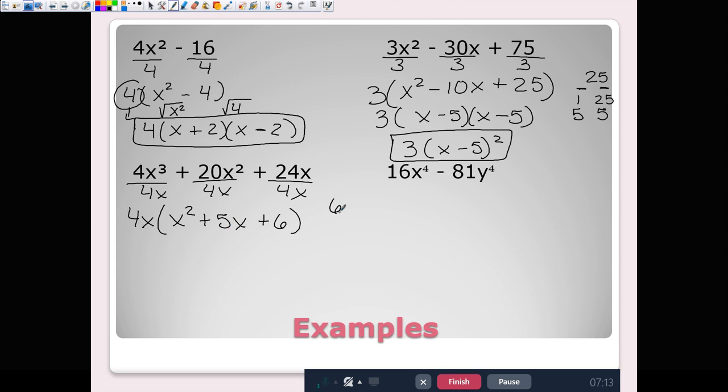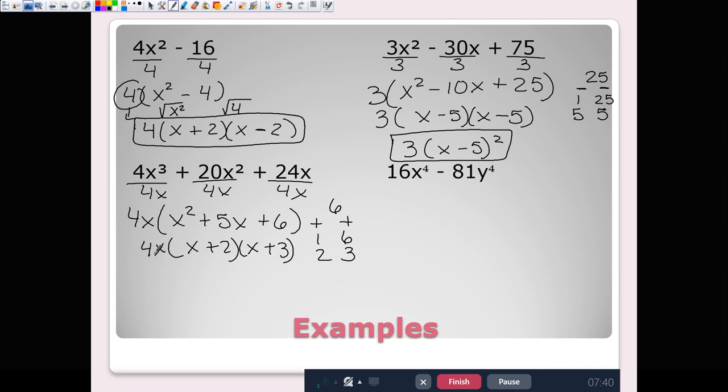I have positive, positive, so my signs are going to be positive, positive. 1 times 6 is 6, but 1 plus 6 is 7. 2 times 3 is 6, and 2 plus 3 is 5. So I'm going to have x plus 2 and x plus 3. And I need to make sure I bring down my GCF. If that GCF is not on the outside there, the entire problem is incorrect.